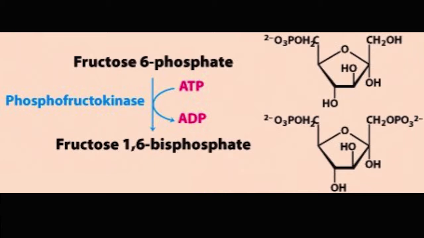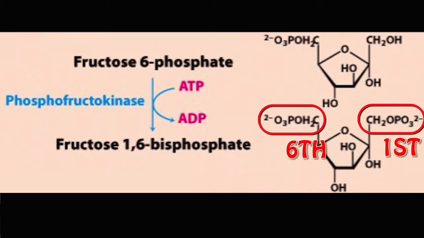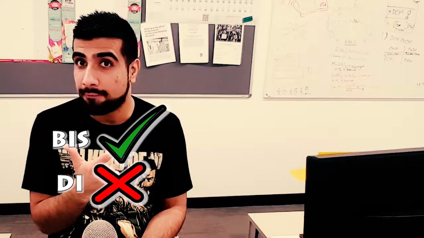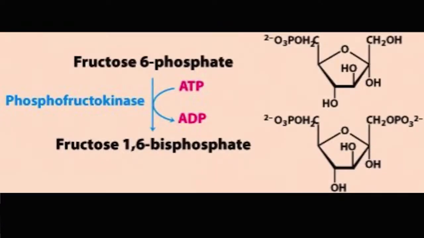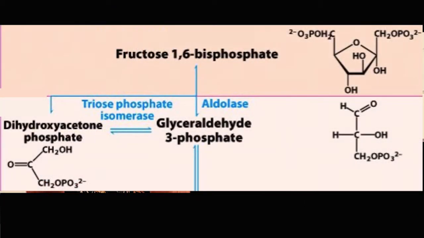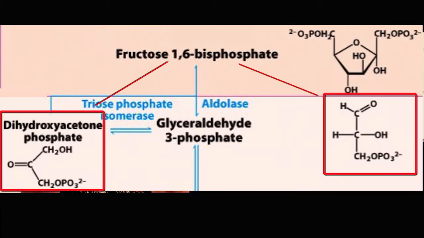Notice how we have two phosphate groups on fructose 1,6-bisphosphate. One phosphate group is on the first carbon, the other phosphate group is on the sixth carbon. And because these phosphate groups are on different carbons, we call it bisphosphate, not diphosphate. If these two phosphate groups were on the same carbon, so let's just assume that it was fructose 1,1, it would be fructose 1,1-diphosphate because they are both on the same carbon. But because they are on different carbons, we refer to it as fructose 1,6-bisphosphate. So we break up fructose 1,6-bisphosphate into 3 carbons over here.